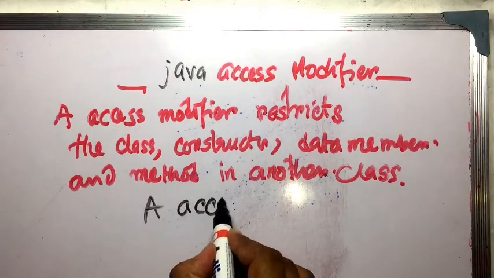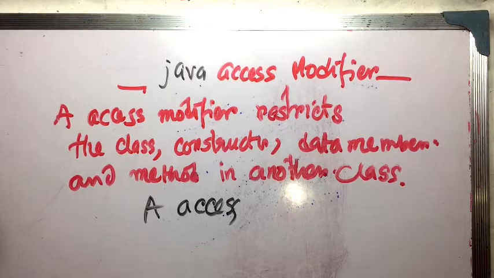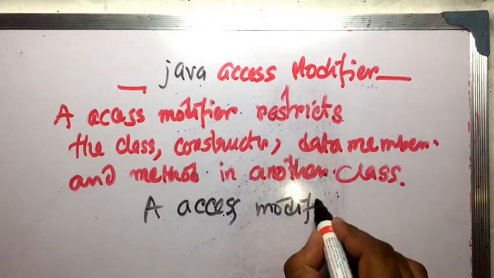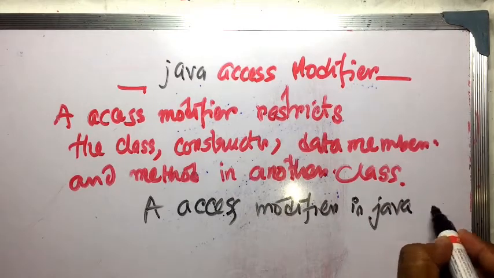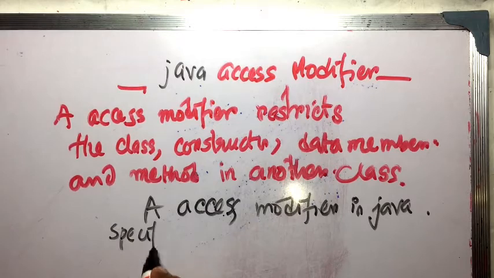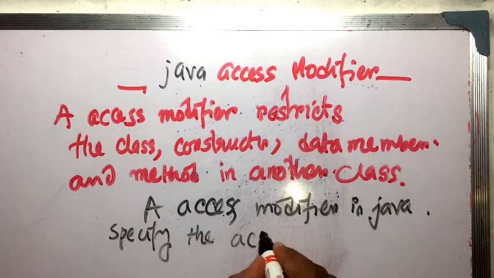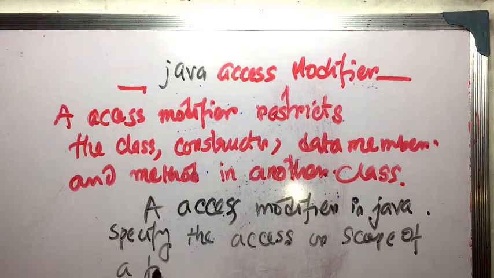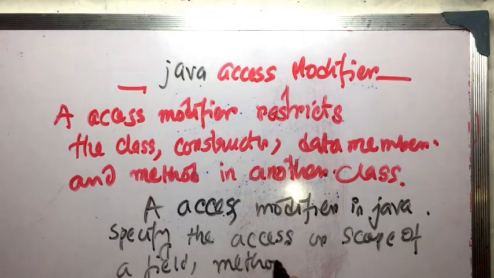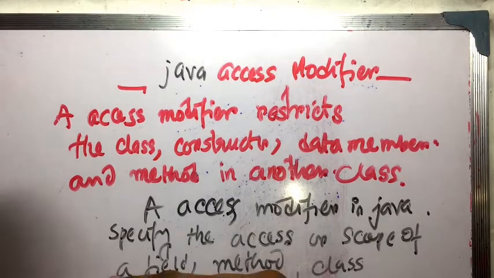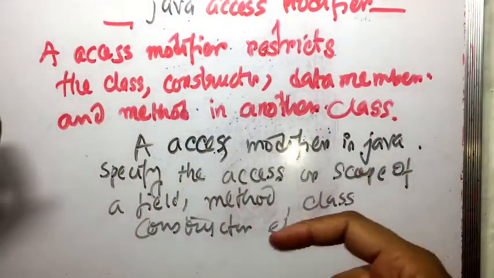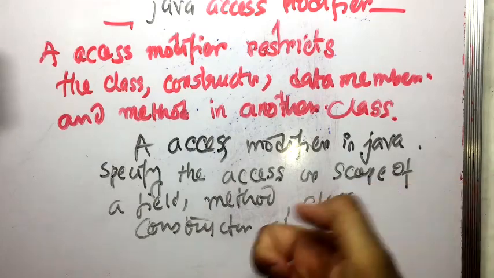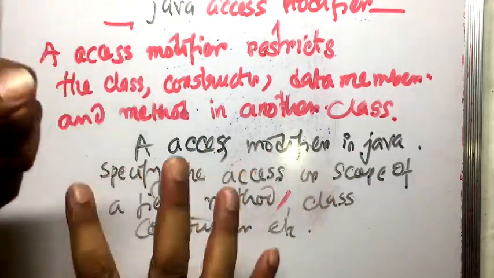An access modifier in Java specifies the access or scope of a field, method, class, constructor, etc. So this is the access modifier.